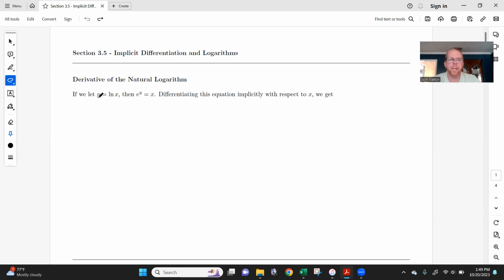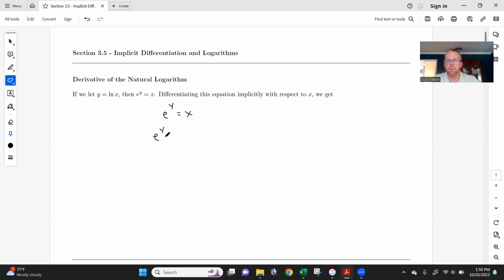So if we let y equal ln of x, we can rearrange that, and we have e to the y equals x. So differentiating this equation implicitly, which again, you don't need to know this, but we'll use it here briefly. So what do we get? So looking at e to the y equals x, let's take the derivative of both sides.